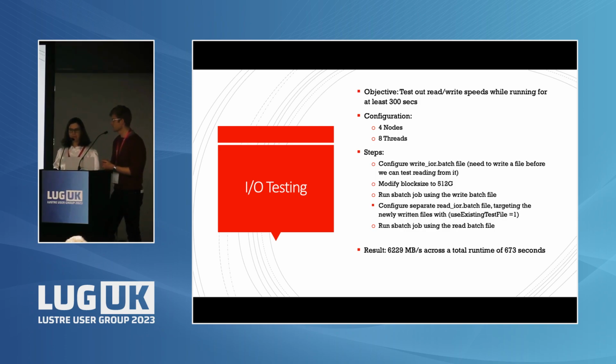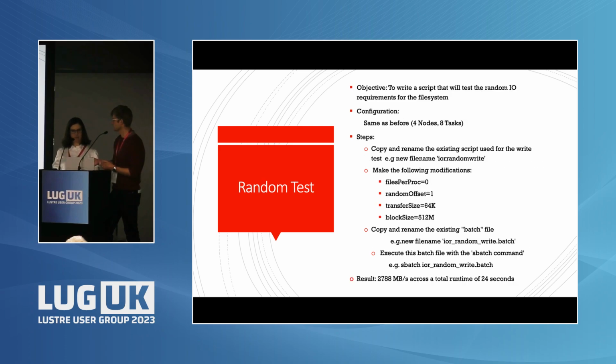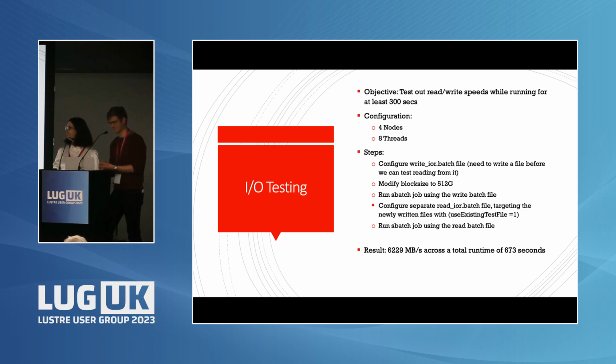The first one is IO testing, the basic read and write test. We set it up on the basic 4-node, 8-thread cluster and got comfortable writing the batch files. After about 2 hours and 30 minutes, we got the hang of configuring the files, writing them, and running the Slurm jobs comfortably.